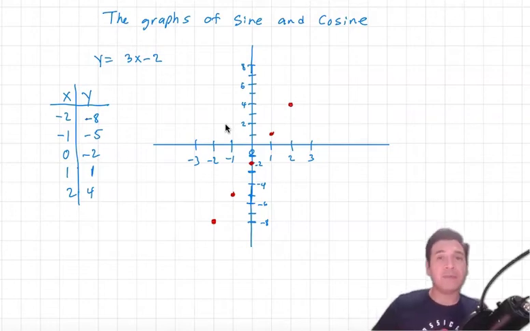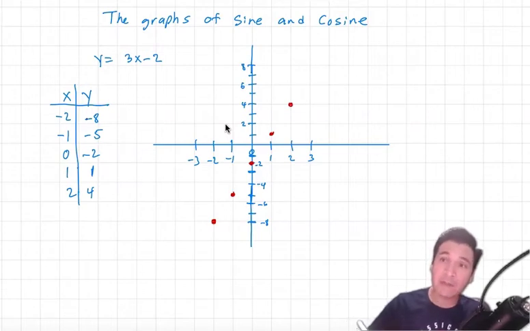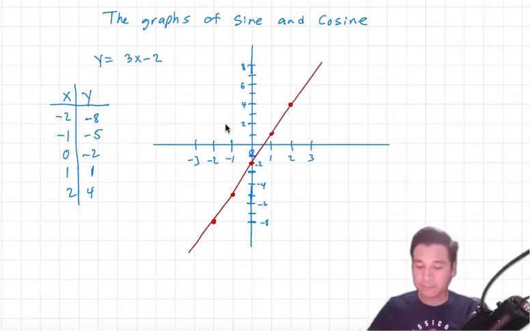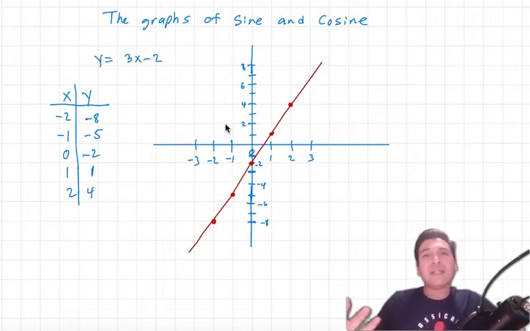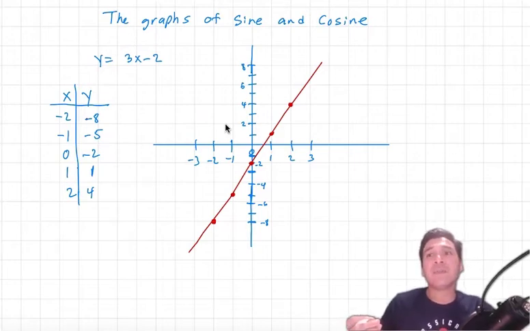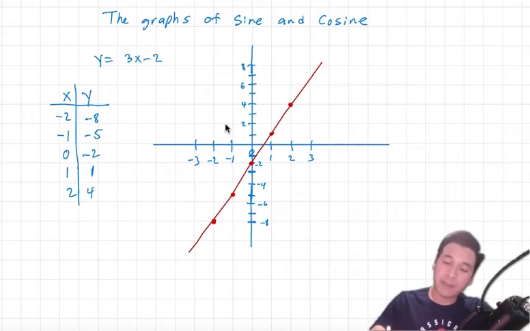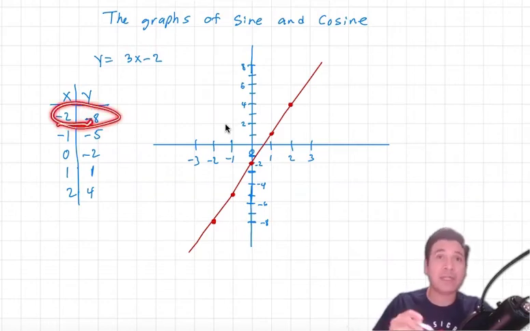So if you remember from algebra, this is what we call a linear equation, because the graph that we get out of it is a line. So now we just connect these with a line, and we're done. Alright. So that's the idea of graphing an equation. You just pick numbers for your x, and then you plug them in, and then you get the y value, and then you plot your ordered pairs that you get here.